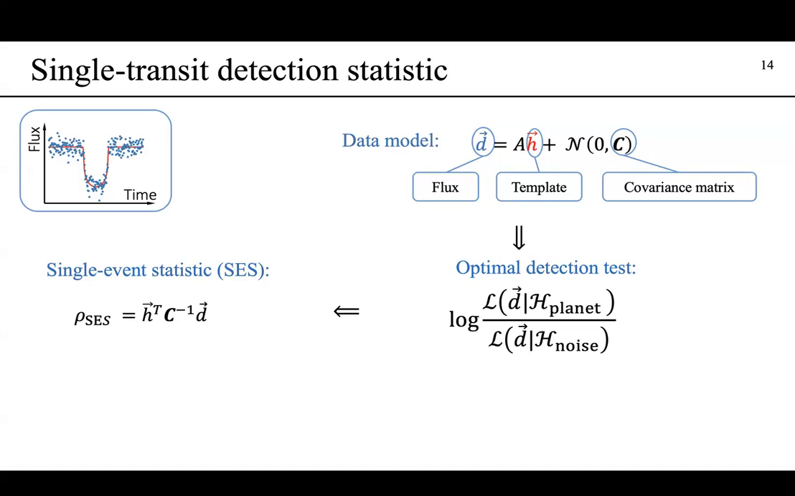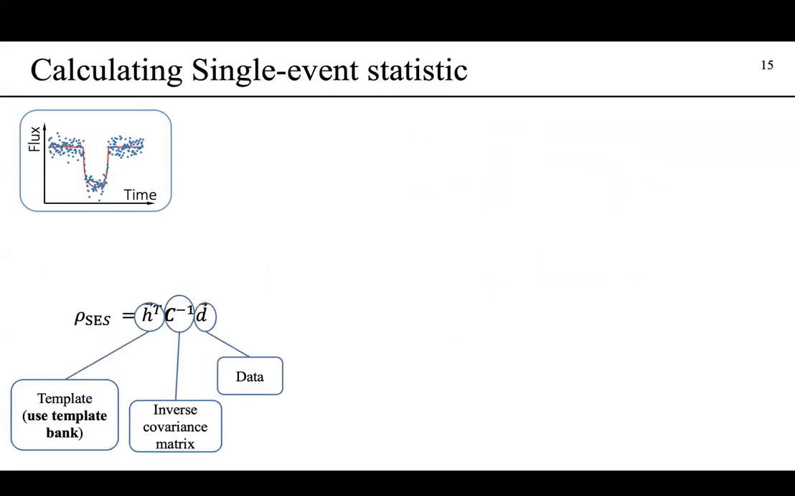For this test, the optimal detection statistic is the log likelihood ratio. And when you solve the algebra here, you get the following detection statistic of how to detect such a signal in such a noise, which consists of basically the data, the inverse covariance matrix of the noise, and the planetary template. So you match the template to the data, weighting down by the inverse covariance matrix.